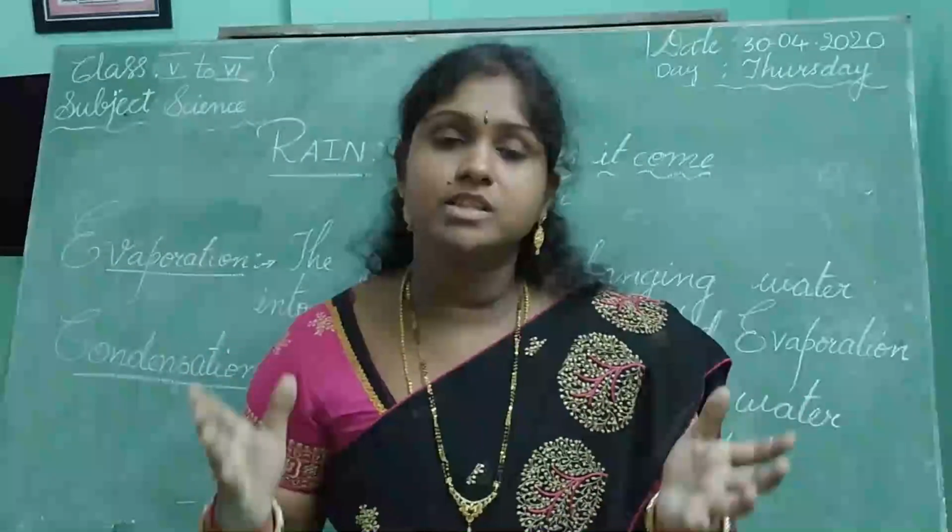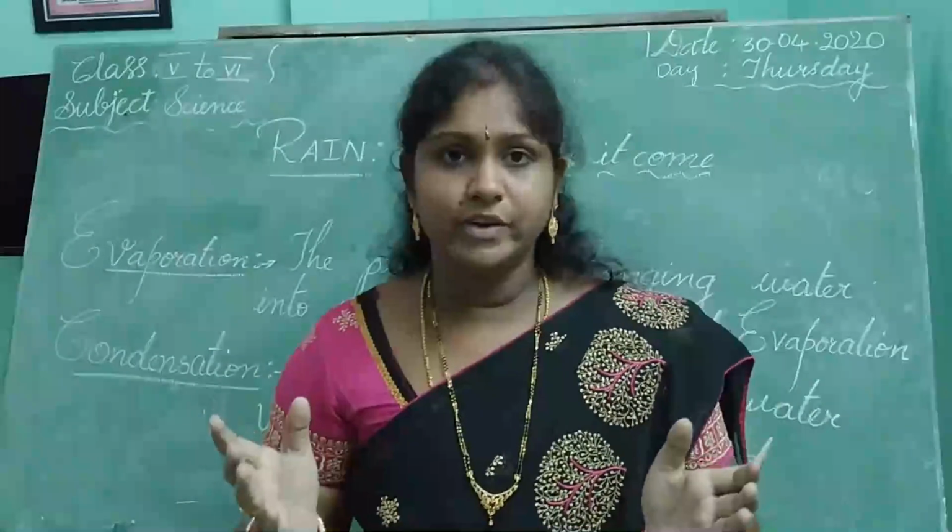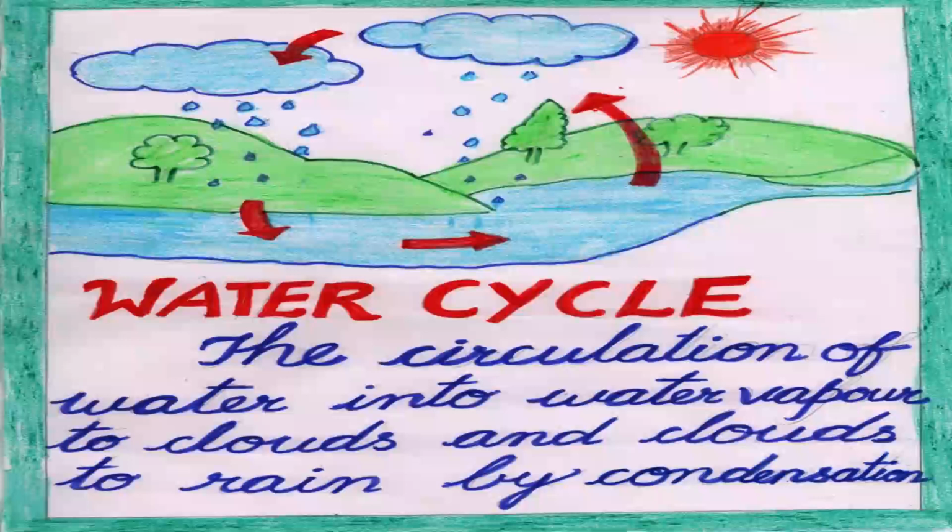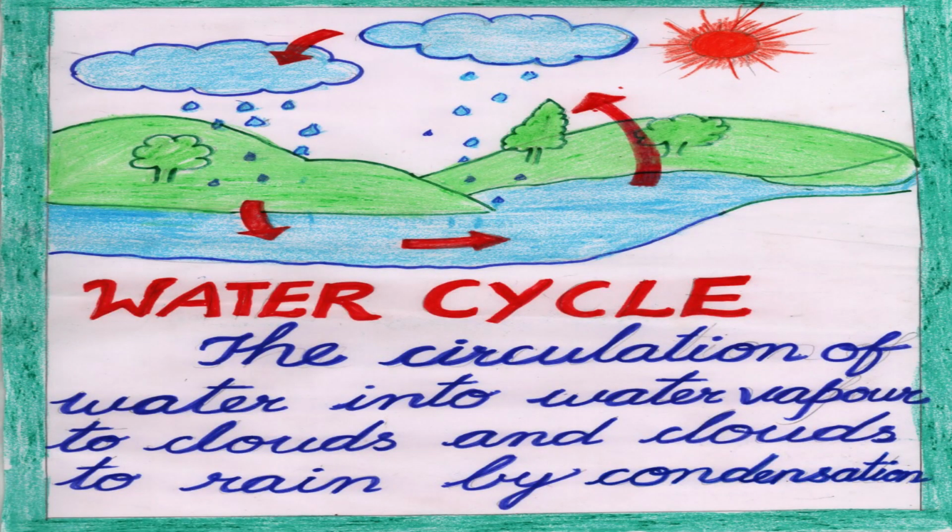Now I am going to show you the picture of the water cycle. See children, this is a water cycle. Here you are observing the water. From the lands the water will fall into streams, rivers and oceans. These are the water surfaces. From these water surfaces, the water changes to water vapor by using the sunlight.